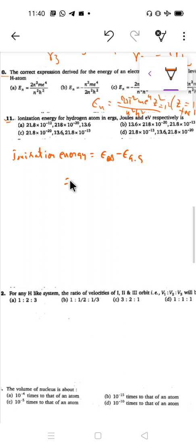And then, always E infinity is 0. E infinity, electron at infinity distance, means electron out of the atom. Out of the atom, the energy E infinity is 0. Okay, if you remove an electron from an atom, the energy of the electron is 0. That is known as E infinity. That is the meaning of E infinity minus E ground state.